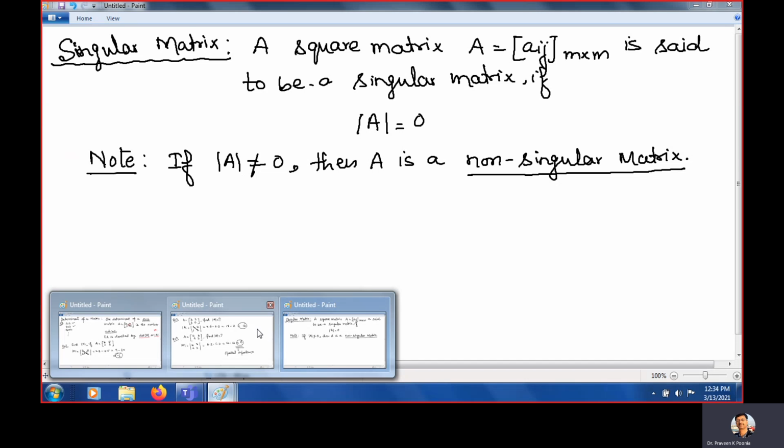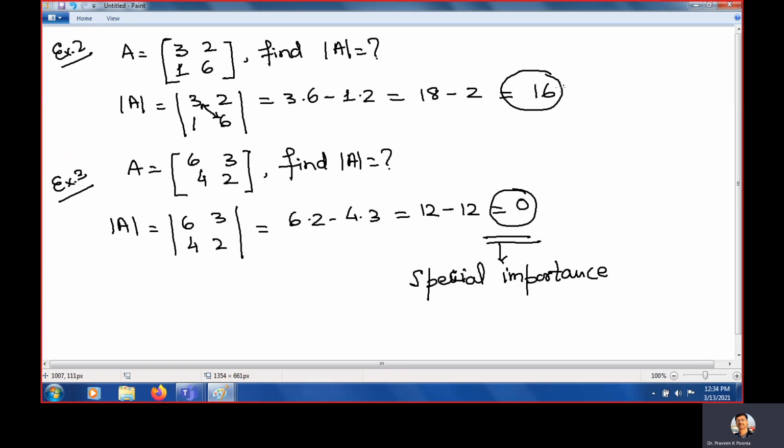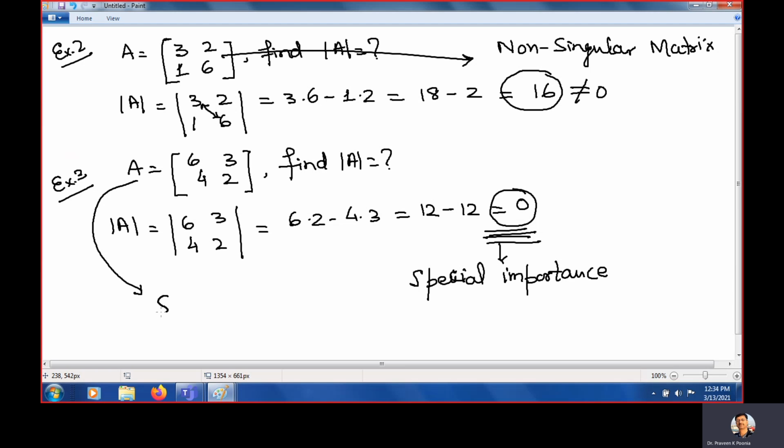So if we see the previous examples, here the determinant is 16. 16 means it is not equal to 0. So this matrix is named a non-singular matrix. But here, if you can see the determinant is 0, that means this matrix A is a singular matrix.